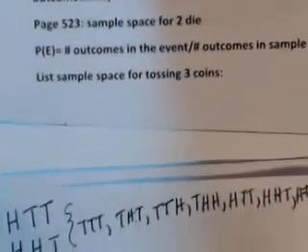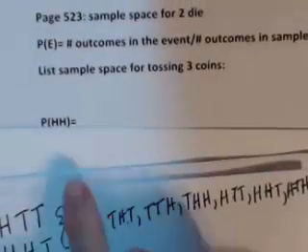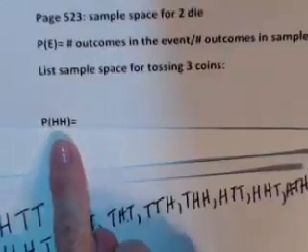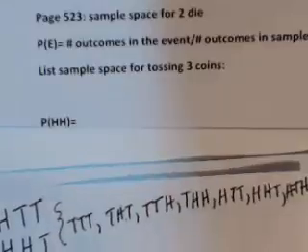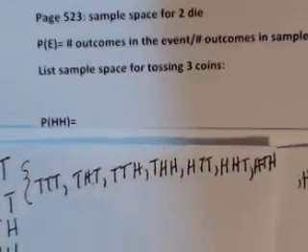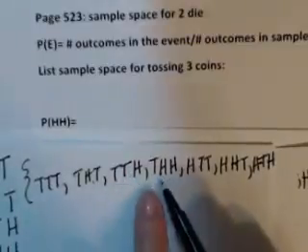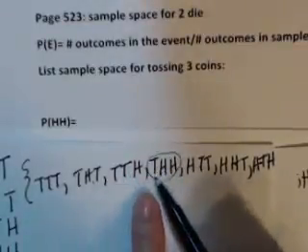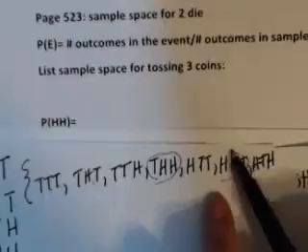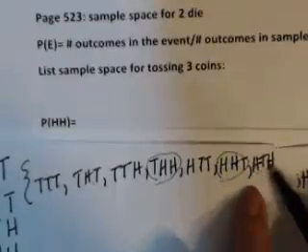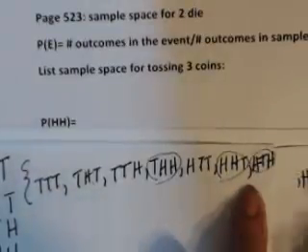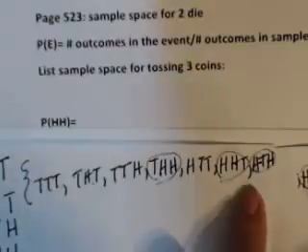Now, if I want to find the probability of getting 2 heads, then I simply go through and look at all the outcomes. Here's one that has 2 heads. Here's one that has 2 heads. Here's one that has 2 heads. And here is one that has 2 heads.